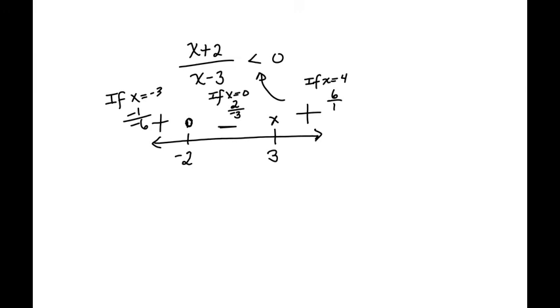So I don't want numbers less than -2. I don't want -2 because that makes it 0. I certainly don't want 3 because that makes it undefined, and I don't want numbers larger than 3 because that makes the fraction positive. So that means everything in between -2 and 3 is what works.